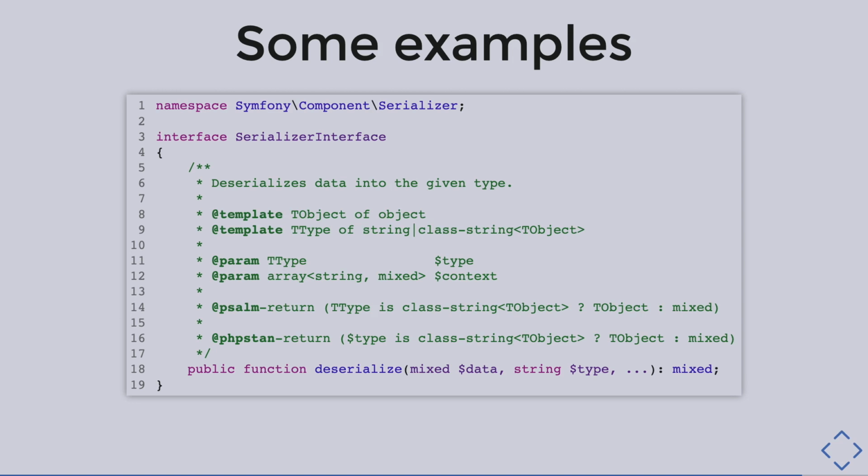Here in the serializer component, which is a very important one, this one is kind of more tricky. There are two templates here, T-object of type object and T-type of type string or pseudo-type class-string, which represents the same type as the first template. With that, we know that by giving $type a fully qualified class name, we will get an object of this type. Otherwise, we just don't know. So this is how you can have autocompletion after deserializing something. It's not magic, it's because of that.